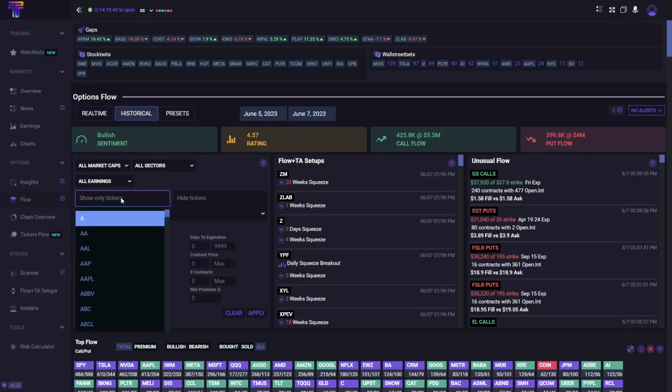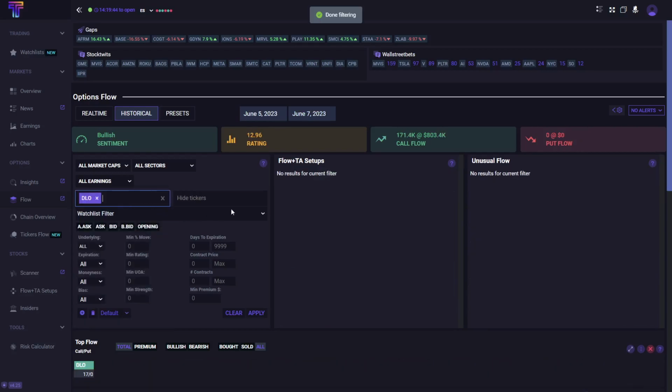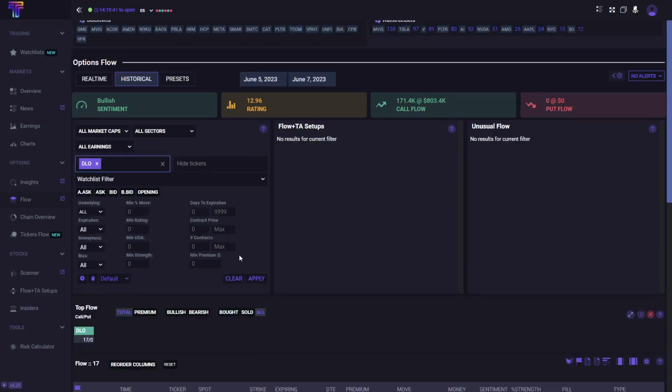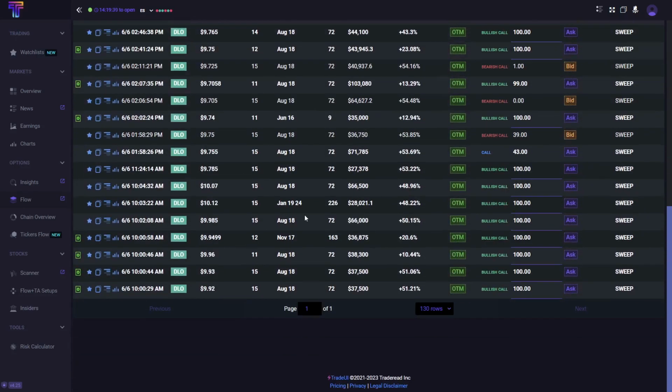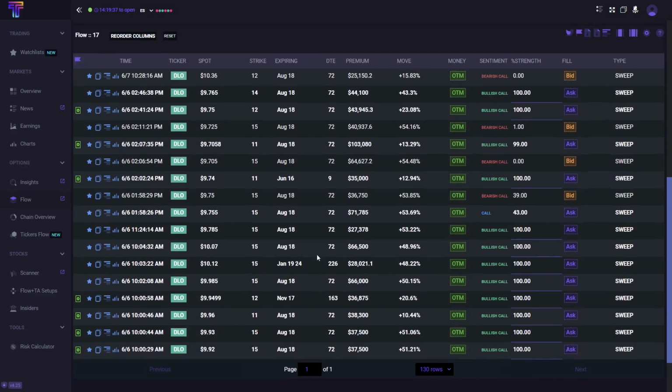And we're going to type in DLO. It's going to populate all of the flow that came in. And what we're going to look at is all of these 72 DTEs with the $15 strike price in mind. These are projected 50% moves because they're out of the money, bullish calls, and they are fairly aggressive.